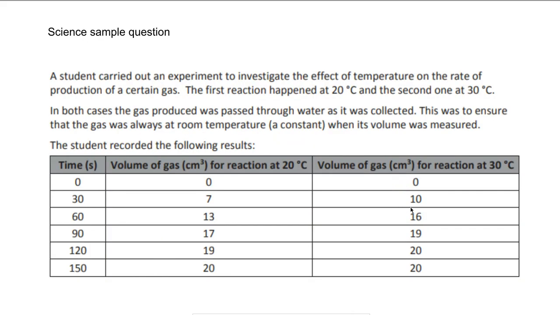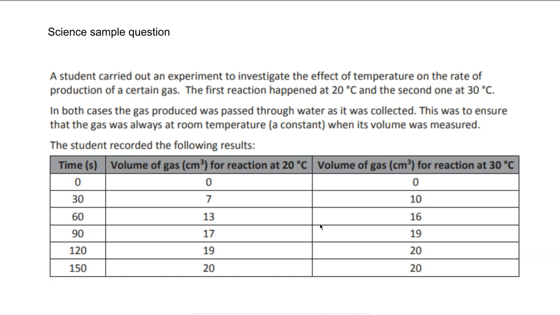I'd like to have a look at a question from the science sample paper. A student carried out an experiment to investigate the effect of temperature on the rate of production of a certain gas. The first reaction happened at 20 degrees Celsius and the second one at 30 degrees. So we're doing the experiment twice. In both cases, the gas produced was passed through water as it was collected. This was to ensure that the gas was always at room temperature. If the gas is hot, it tends to expand. So before measuring the volume of gas produced, pass it through some water. That cools the gas down.